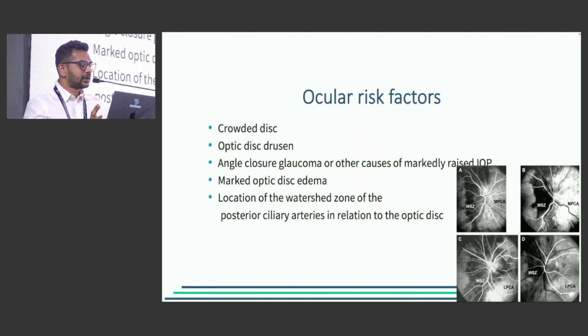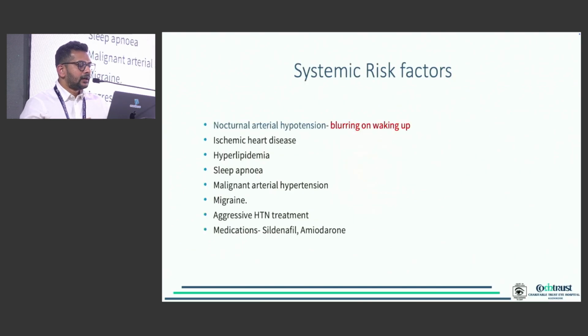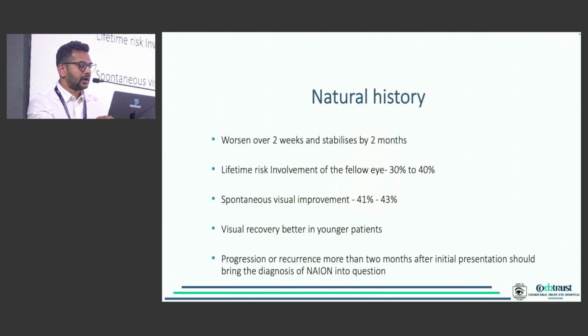The major risk factors are a crowded disc, optic disc drusen, angle closure glaucoma, marked optic disc edema, and also the location of the watershed zones of the posterior ciliary arteries in relation to the optic disc. Coming to the systemic risk factors, nocturnal arterial hypotension is considered one of the major risk factors. That's why the patient develops blurring on waking up. Aggressive hypertension treatment can again worsen the nocturnal arterial hypotension. Other systemic risk factors include ischemic heart disease, hyperlipidemia, sleep apnea, malignant arterial hypertension, migraine, aggressive hypertension treatment. Other medications such as sildenafil and amiodarone have been attributed to non-arteritic AION.